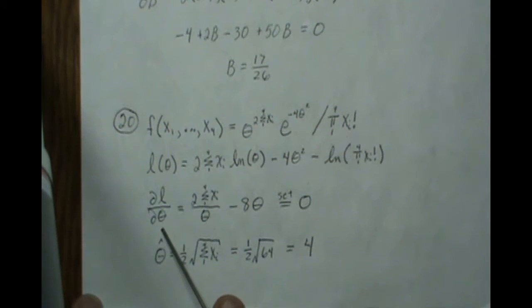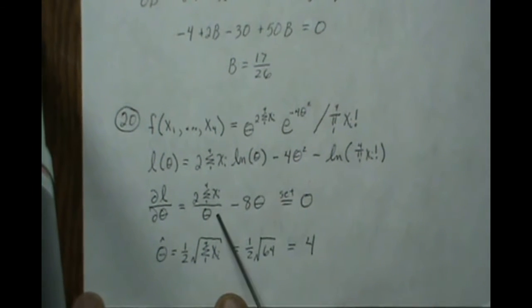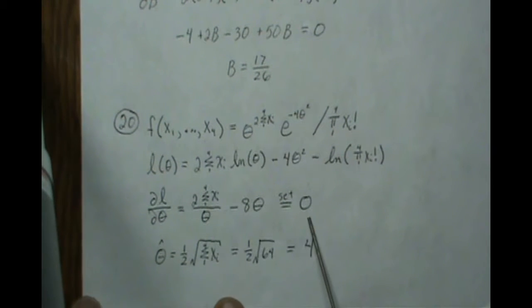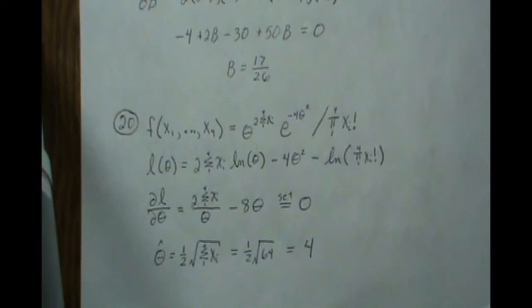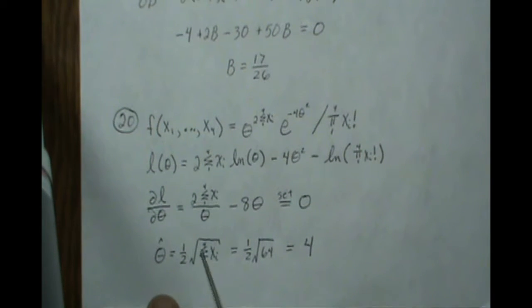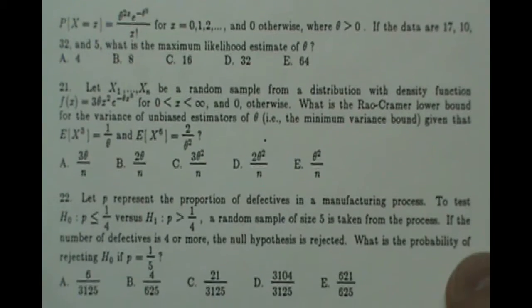Now we take the derivative with respect to theta, and we get 1 over theta times this constant. Here we get 8 theta, set it to 0. Solve for theta, and you get this, but then plug in our data, and then it ends up being 4.